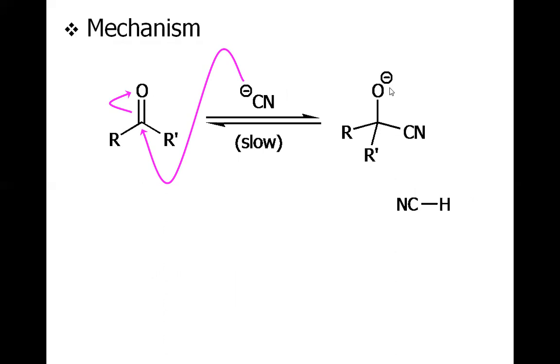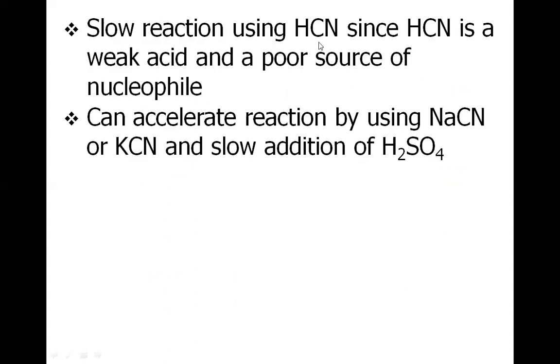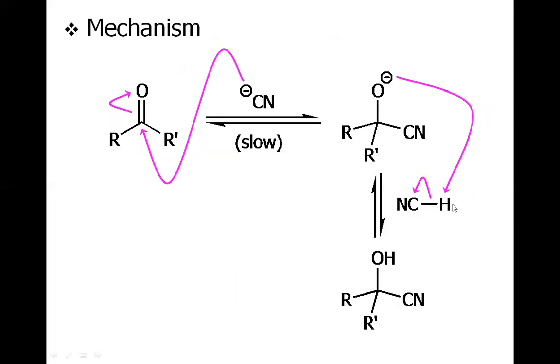this oxyanion, this tetrahedral intermediate's oxyanion will be protonated with HCN to have this cyanohydrin. And remember, if we take the HCN itself, it's a slow reaction, because HCN is a weak acid and a poor source of nucleophile. It means that neither is it good at protonating this tetrahedral intermediate, nor is it good at yielding this nucleophilic cyanide.